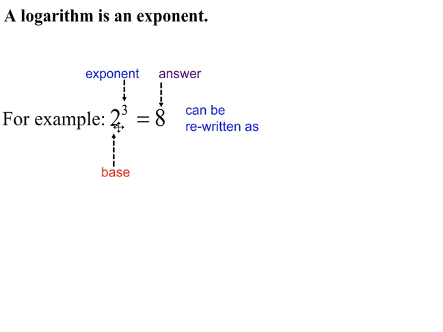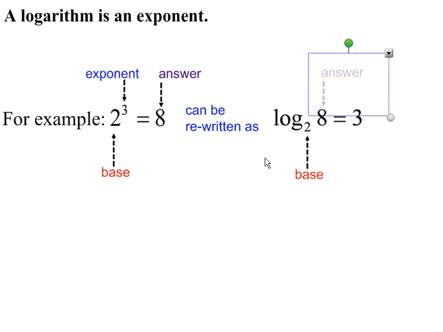So if we're going to rewrite 2 to the third equals 8 as a logarithm, it would be written in the following way, as you see here. Now, this is read log base 2 of 8 equals 3. So this is our base 2, which was our base here. Now the answer switched sides and it's now here, and the exponent is now here.